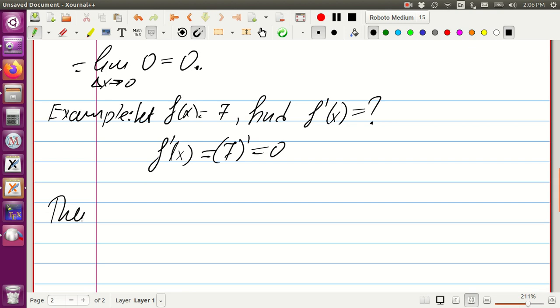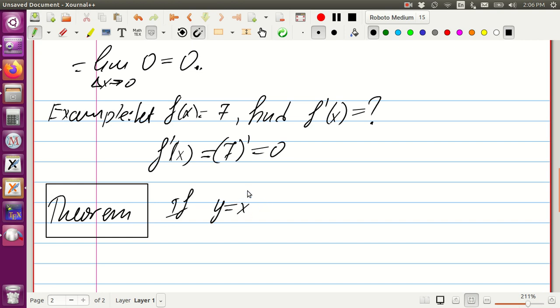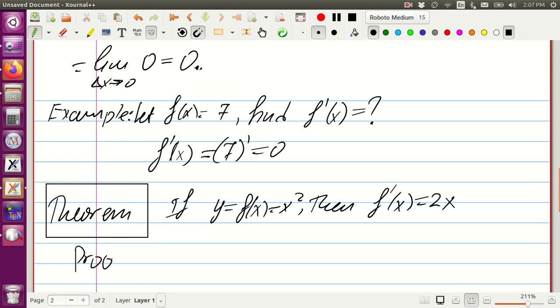All right, so the next rule is a tiny bit more complicated, so let's do this. If y is equal to f of x is equal to x squared, then f prime of x is equal to 2x. So let's try to prove this rule.